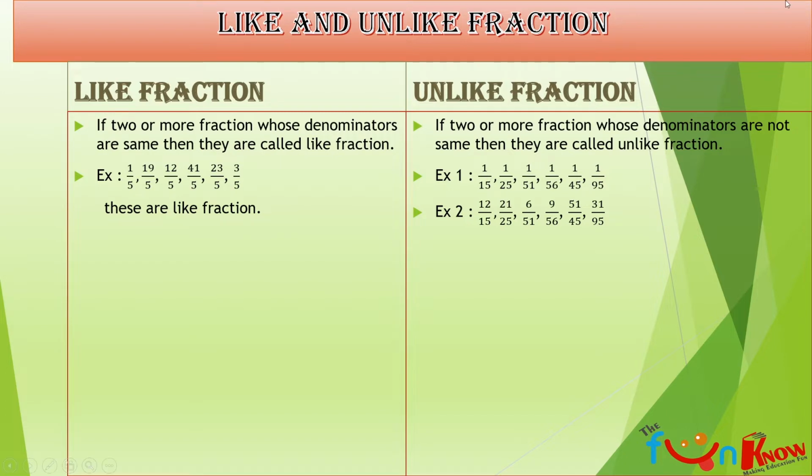Here, example number 1 contains all 1s in the numerator, but students, as per our definition of unlike fractions, we don't have to see the numerator, we just have to see the denominator. So whatever the value in the numerator, don't look at it, just look at the denominator. If the denominators are like, it is a like fraction. If the denominators are unlike, it is an unlike fraction.